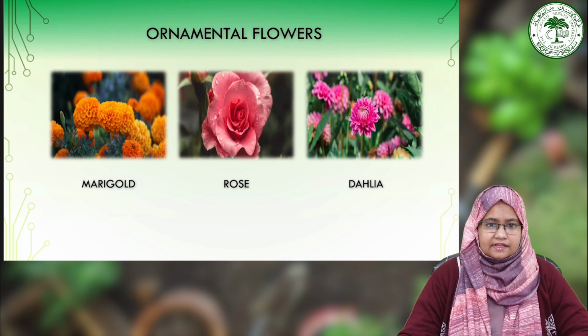The next in this category is rose. Rose is perhaps one of the most popular ornamental flowers in India. Its flowers are available in red, pink, white, yellow and many other colors. Rose stems can be directly planted in pots and grow quickly if they receive ample sunlight throughout the day.